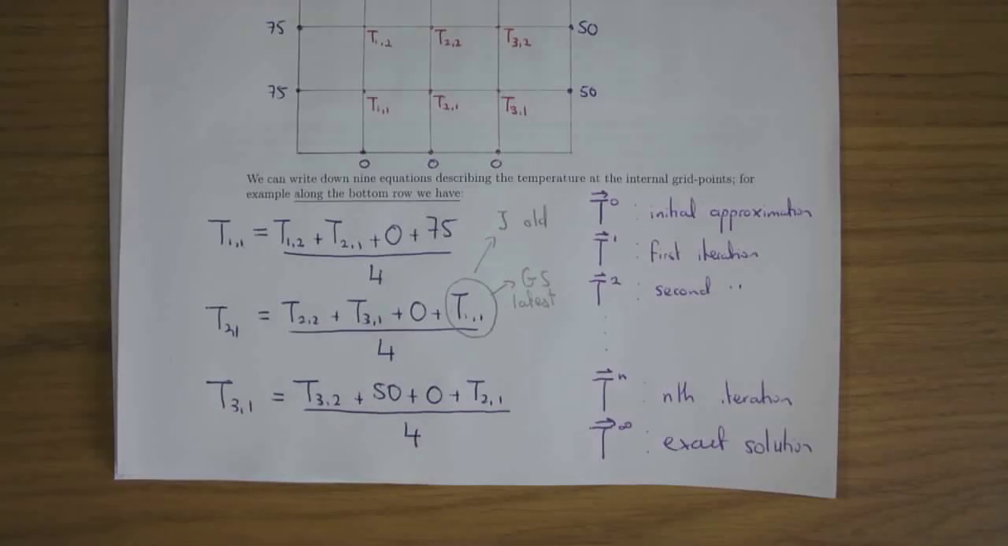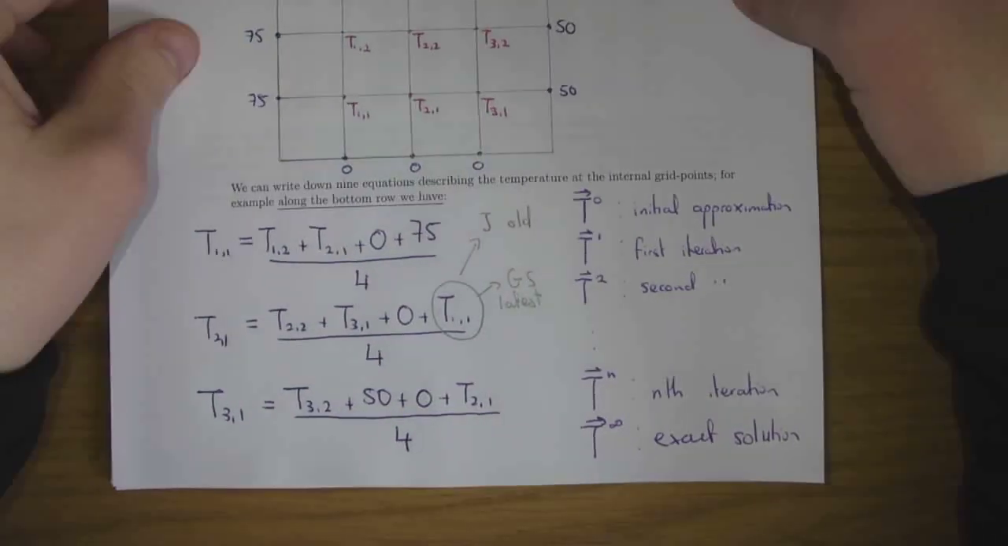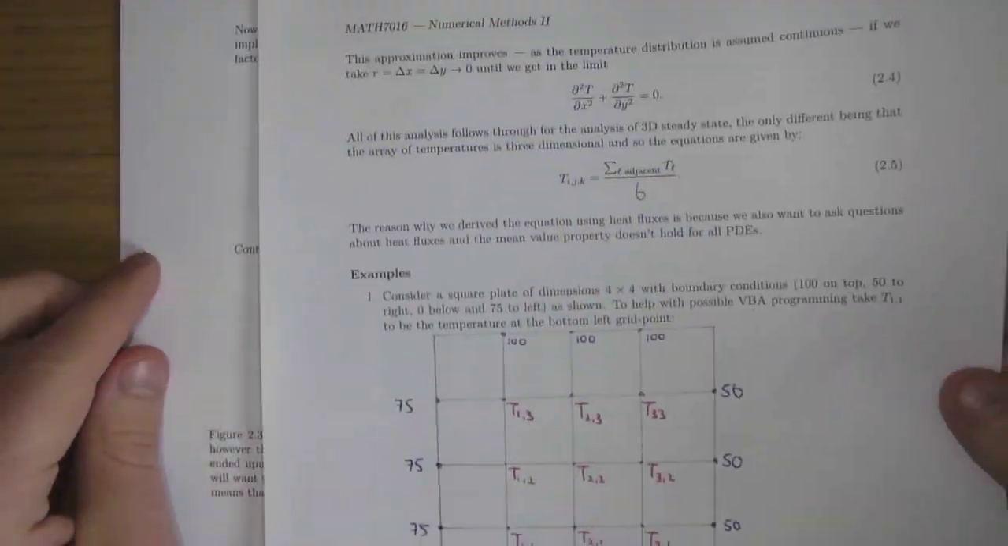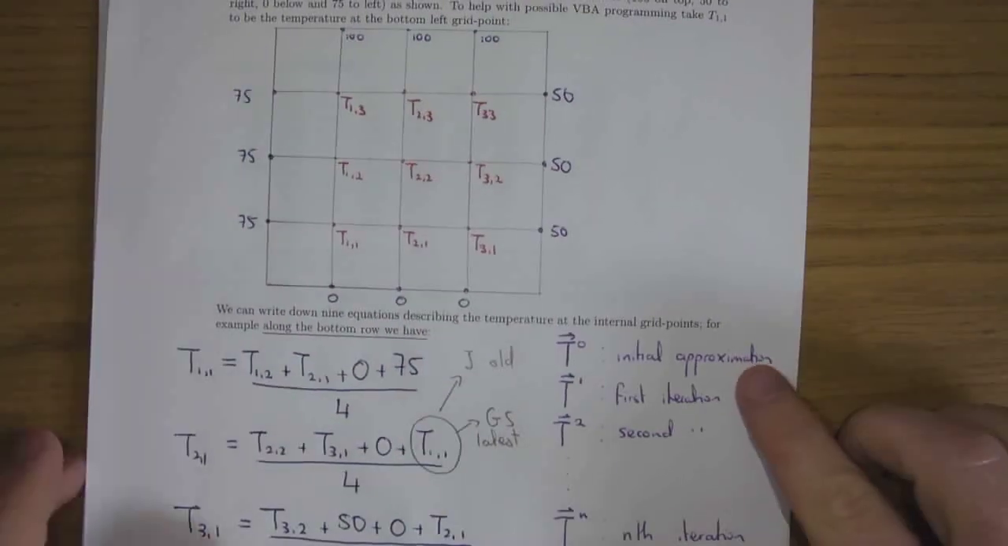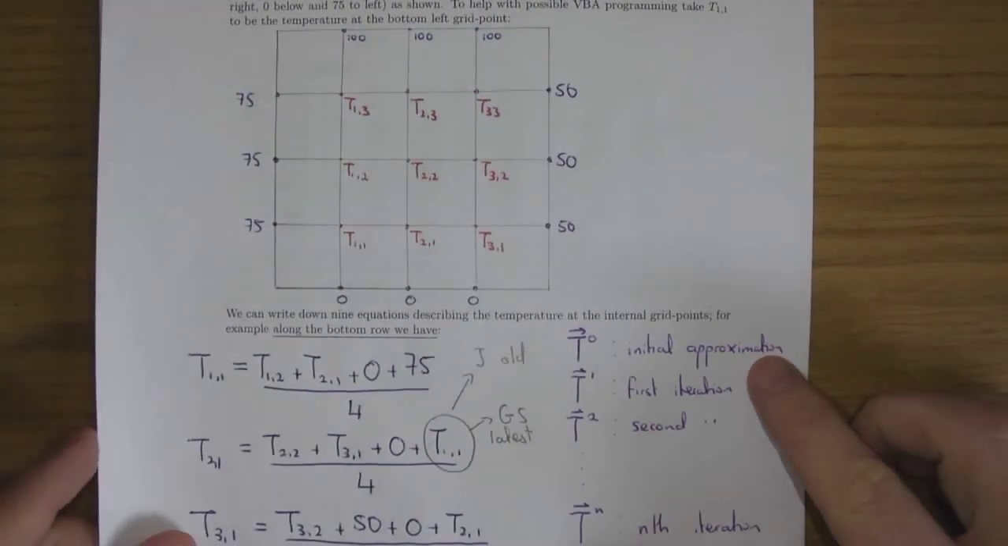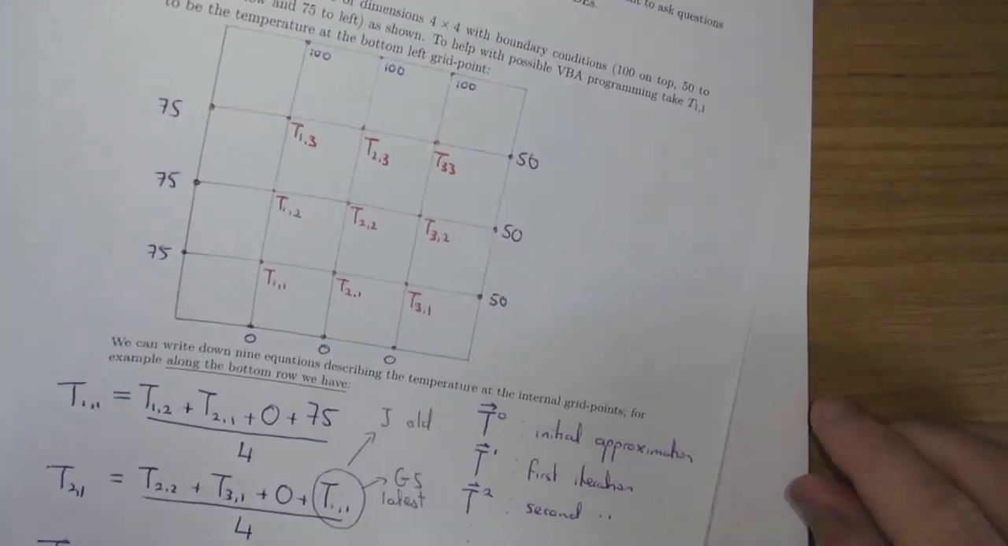So Gauss-Seidel is faster, more accurate, and easier to implement in VBA. Okay, let's see what I write. Now, one of the things that comes up here is the initial approximation. Well, what's going on with that?